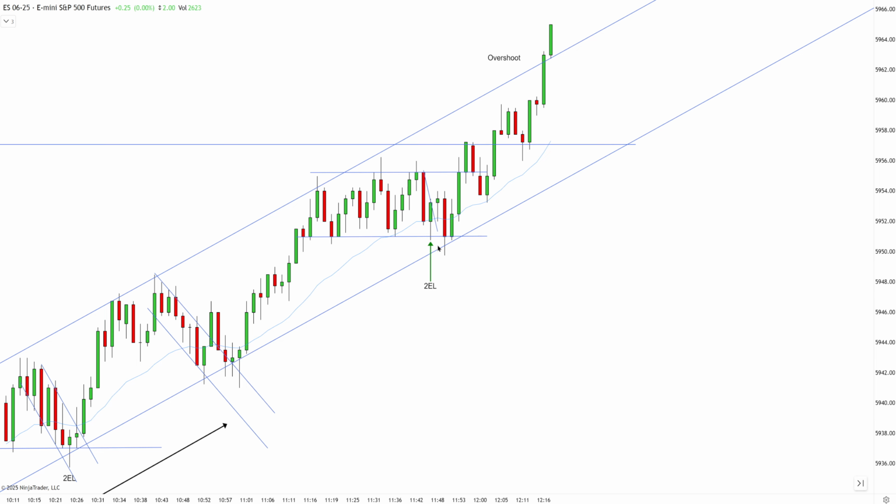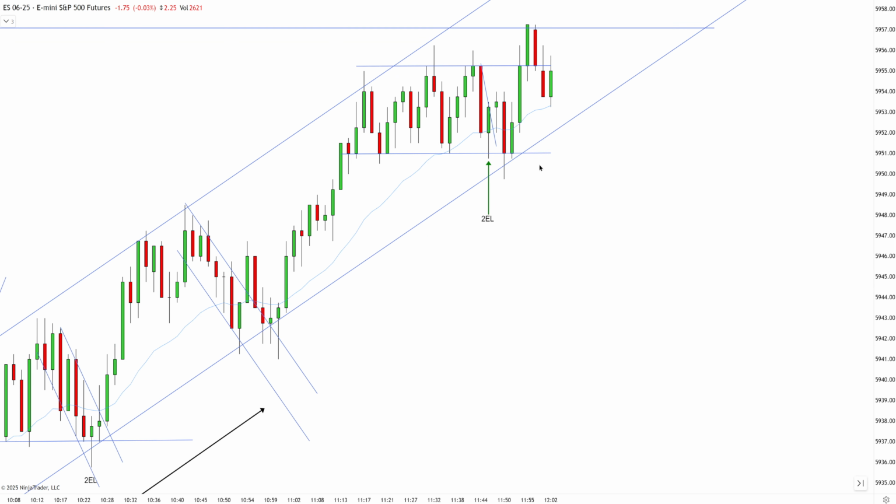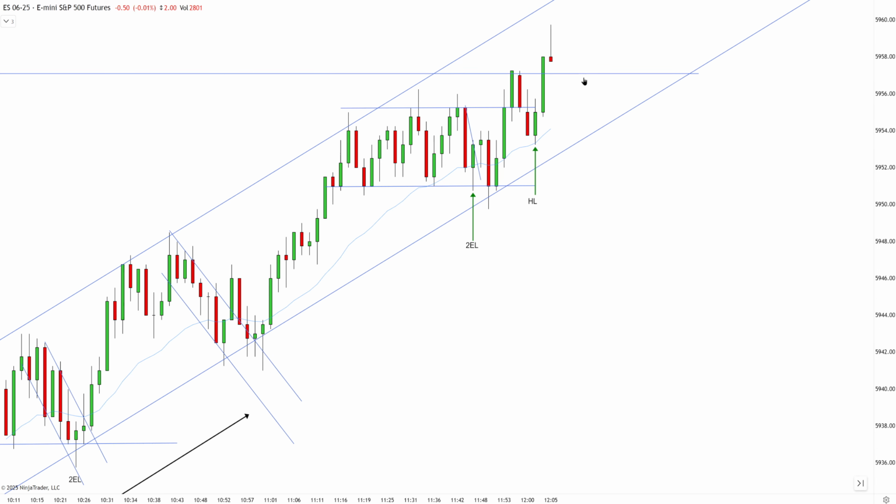It's not part of the previous second entry long, but it is a breakout pullback. You can see a consolidation, breakout, pullback. And this is a solid high low. Now that I'm watching it, this is a decent high low because it is a breakout pullback. This makes it a little bit stronger. Consolidation, breakout, most breakouts fail, pullback, testing the key level, testing the EMA, and high low.